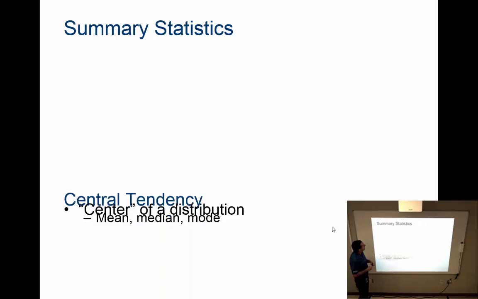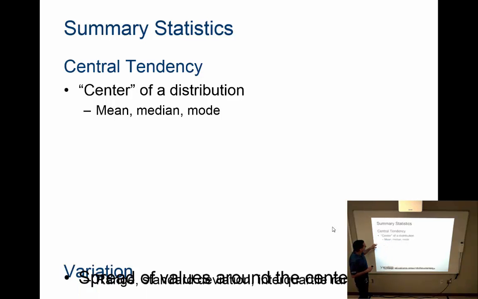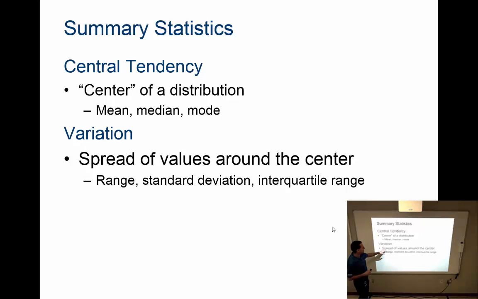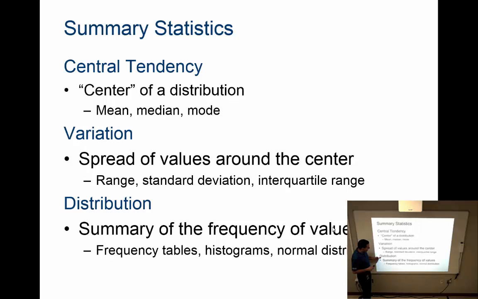So we're going to talk about central tendency, which has to do with the center of distribution, which is our mean, median, and mode. We're going to look at variation, which is the spread of values around the center. And we're going to do that using range, standard deviation, and then interquartile range. And then finally, we're going to look at distribution, which is the use of either frequency tables or histograms to show the distribution of our data, along with discussing the concept of normal distribution. So we're just going to touch on that at the end of this PowerPoint.